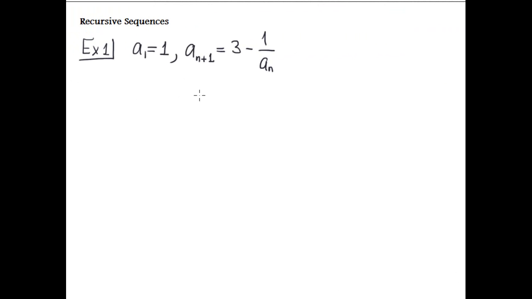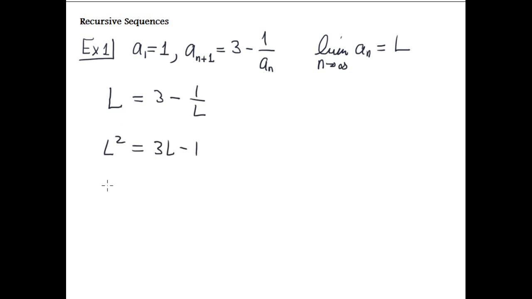Okay, if the limit exists, you can set it up like that. L is the limit, supposed to be the limit when n approaches infinity. A sub n is equal to L. This is n or n plus 1, it doesn't matter. This is 3 minus 1 over L, and you're solving this equation. Multiply everything by L. L squared is equal to 3L minus 1. L squared minus 3L plus 1 equals 0.